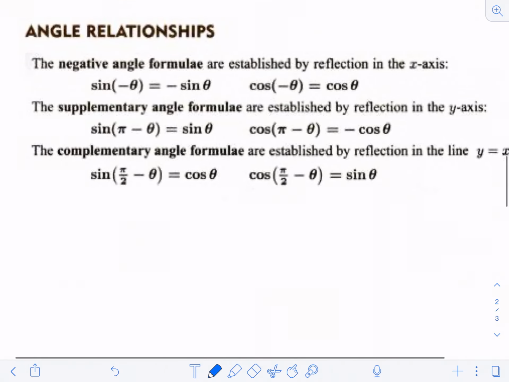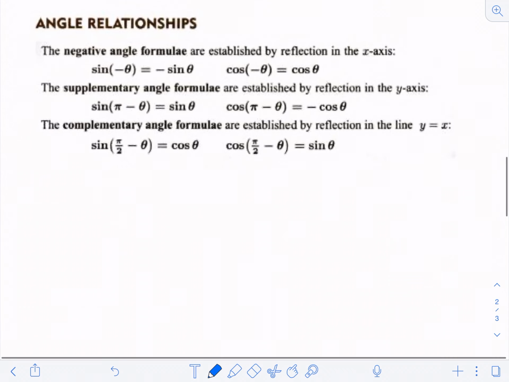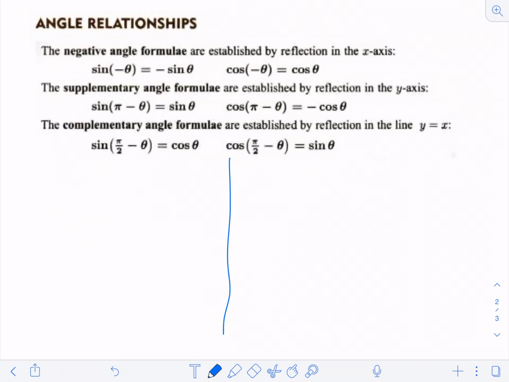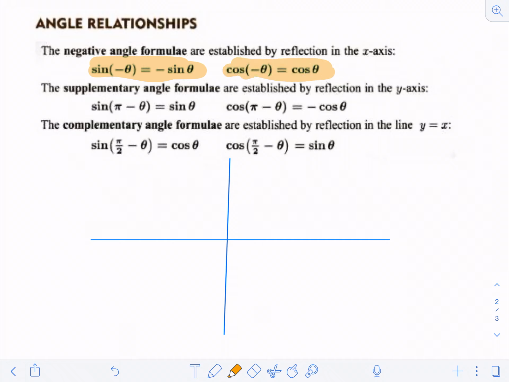So another thing I want to talk about, another topic we've already discussed, is the angle relationships. And these are different formulas that are based on the unit circle that we've seen already. And I'm going to go ahead and draw a set of axes here to demonstrate what it's talking about. So the first one says that sine of negative theta equals negative sine theta, and cosine of negative theta equals cosine theta. And where that comes from is this.